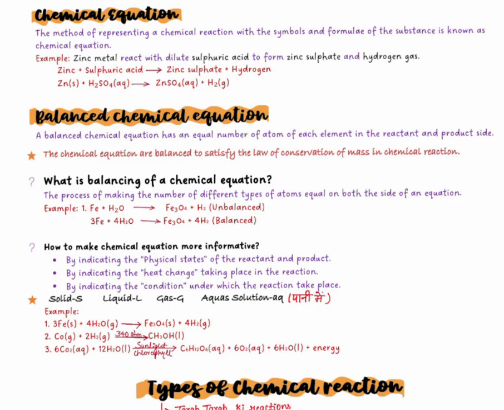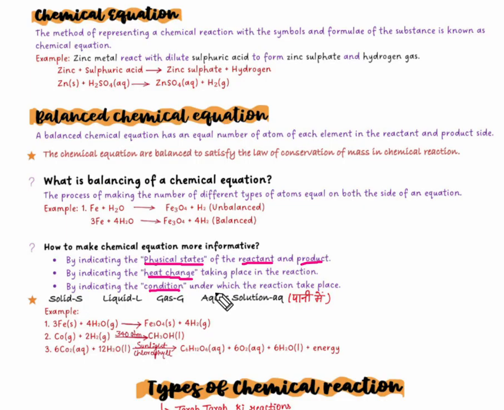But still there are some things that should be written in this reaction. We should mention the physical state of each reactant and product to give us more information. Second, we have to indicate whether there is a heat change, either heat is taken or released, that is, whether it is an endothermic reaction or an exothermic reaction. The third thing we should mention is the conditions under which the reaction takes place.